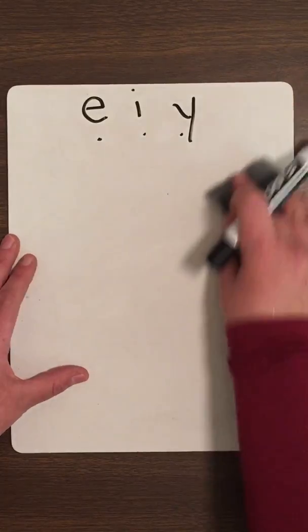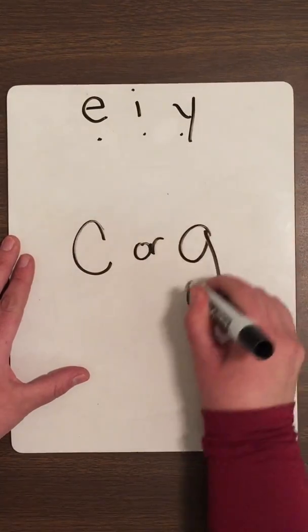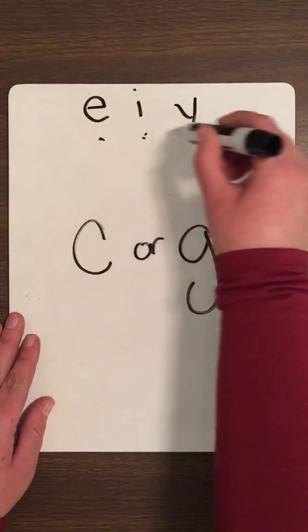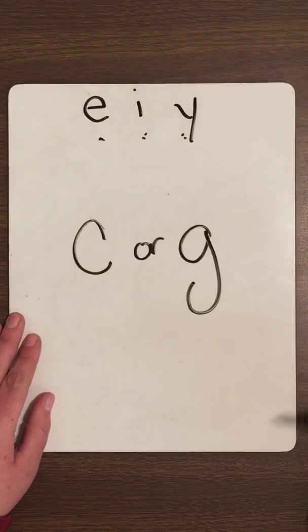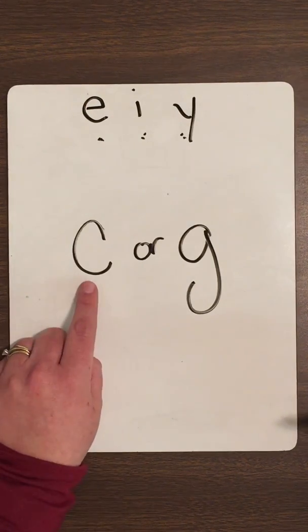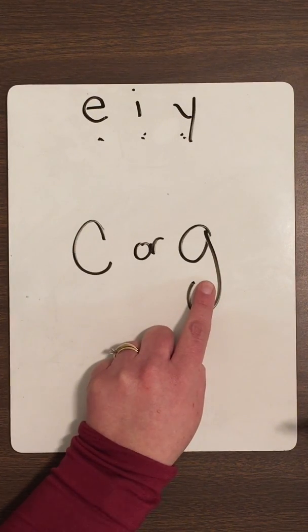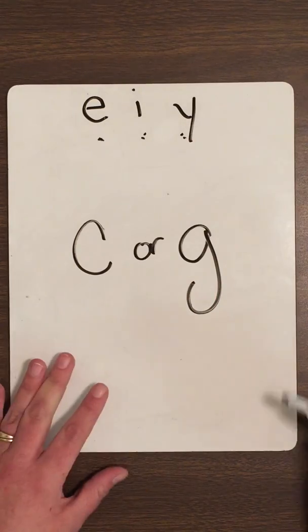All right. So don't forget, if you have a C or a G and it's followed by E, I, or Y, it's going to make a soft sound, or it's going to make the other sound. Instead of a k hard sound, it's going to make an s sound. And the G, instead of making a hard g sound, it's going to make a j sound. Good job. Keep up the hard work.